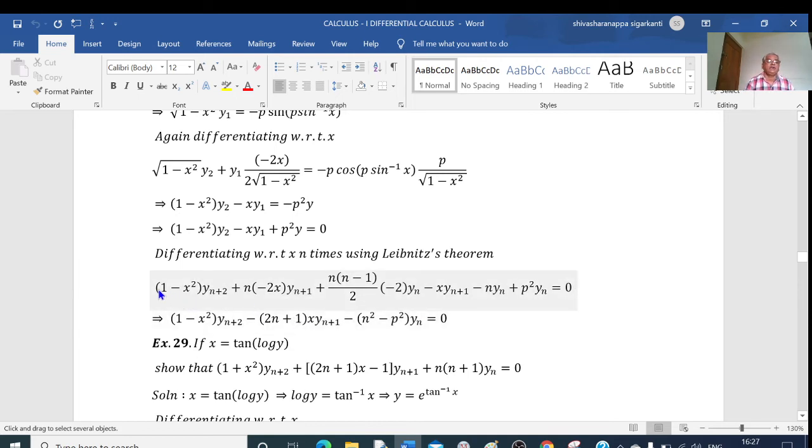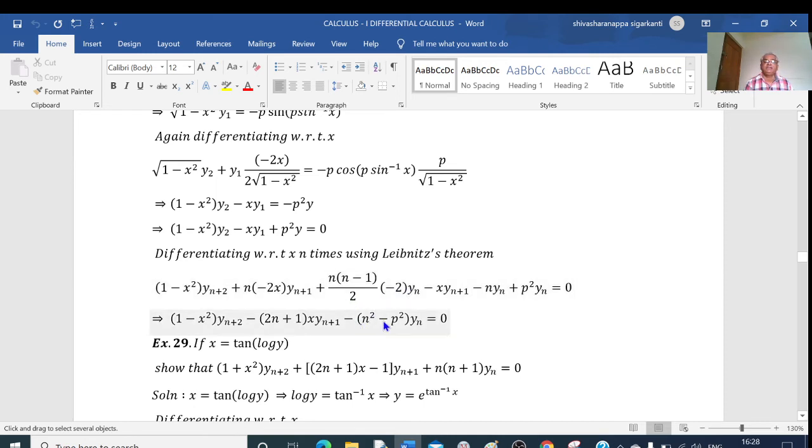Now writing the terms in order, 1 minus x square into yn plus 2 as it is. The yn plus 1 terms: here minus x yn plus 1, here also minus x yn plus 1, taking minus x yn plus 1 as common factor, here 2n plus 1, so 2n plus 1 into x into yn plus 1. What about yn terms? One yn term is here, one yn term is here, one yn term is here. Here also I will take minus sign as common factor. Here I will write this as minus of minus. And these two get cancelled.